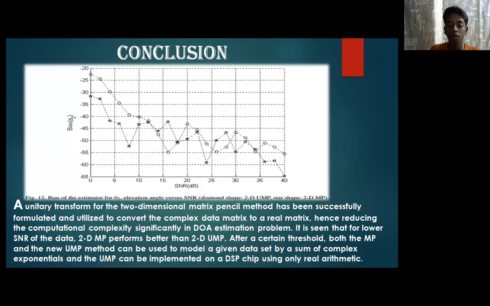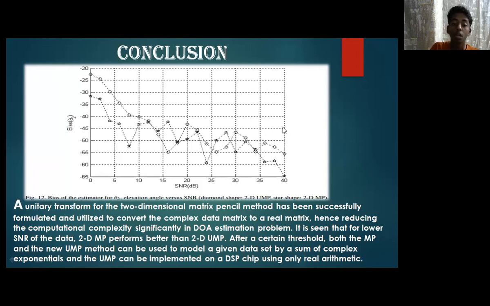Conclusion about signal processing from pencils. A unitary transform for the two-dimensional matrix pencil method has been successfully formulated and utilized to convert the complex data matrix to a real matrix.